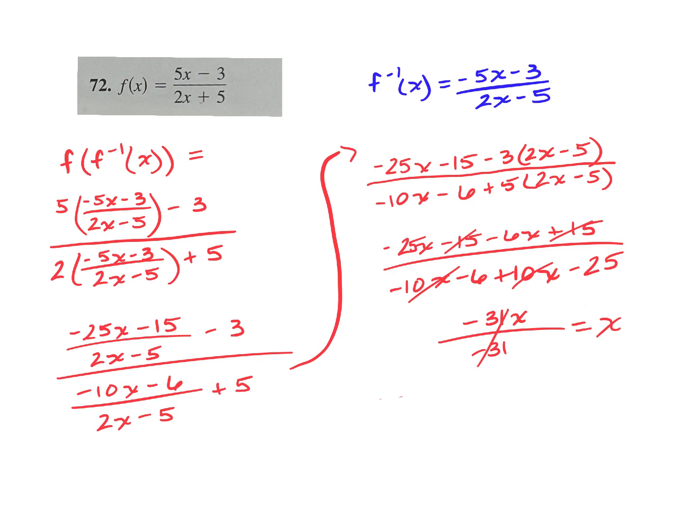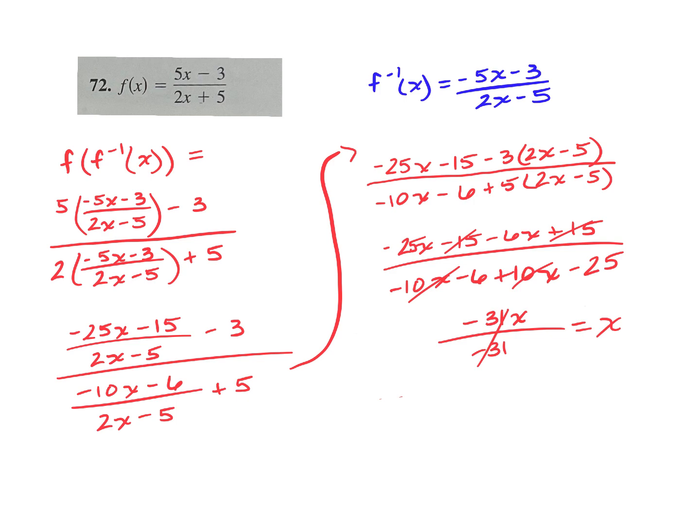It's a little bit messy because you're plugging a fraction into a fraction. So what I did there was I took my inverse rule, as you can see, and I plugged it in, so that fraction for the inverse rule has to get multiplied by 5, and then I have to subtract 3. And then on the bottom, that same fraction, the inverse rule has to get multiplied by 2, and then I'm going to add 5.